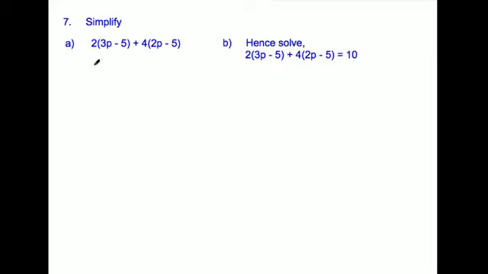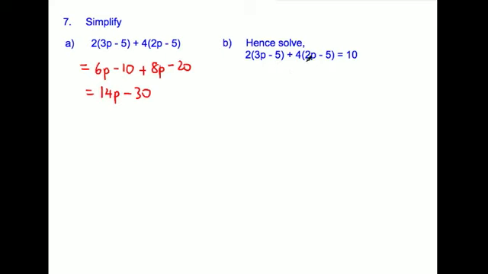To simplify the expressions, we first open up the brackets. 2 times 3p, 6p, 2 times minus 5, minus 10. 4 times 2p, 8p, 4 times 5, 20. Collect like terms. 6p plus 8p is 14p, minus 10, minus 20, minus 30.